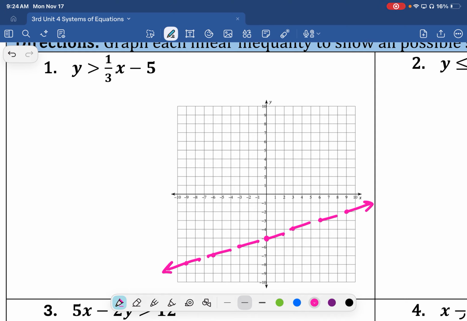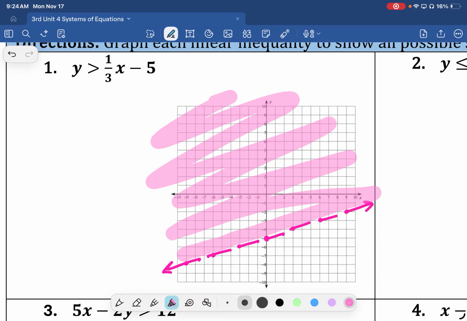Now, will we shade above or below? Above, because y is greater than. So shade in above. You do not have to treat it like a coloring sheet and color in every single inch of it. As long as we get the gist of where that shaded region is, we are good.